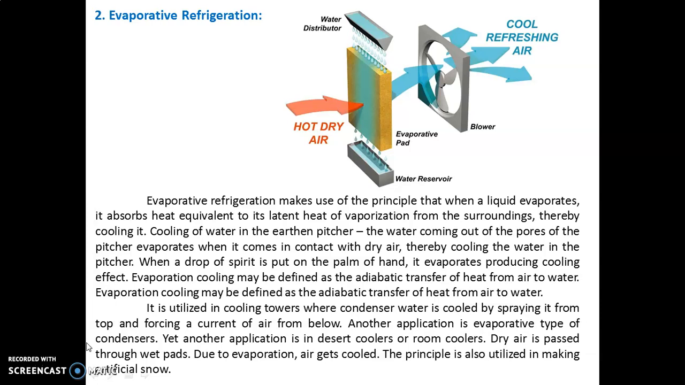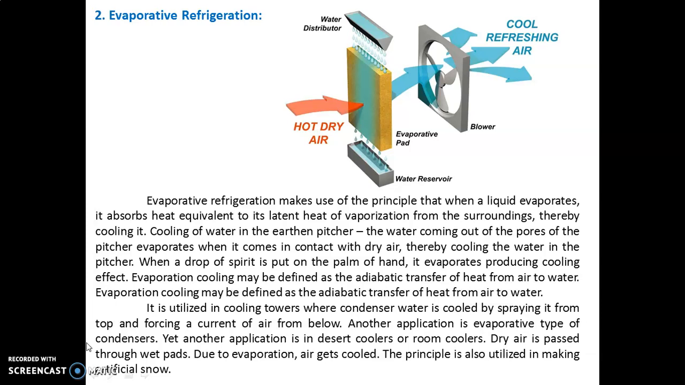Students, the zero energy cooling chamber, used for preserving or storing agricultural products like milk, fruits, and vegetables for a longer duration of time, mostly uses the evaporative cooling technique. This is a very old and economical technique where we never need the use of electricity. When a drop of spirit is put on the palm of the hand, it evaporates, producing a cooling effect. This is the best example.